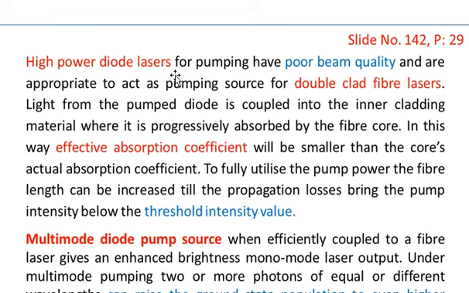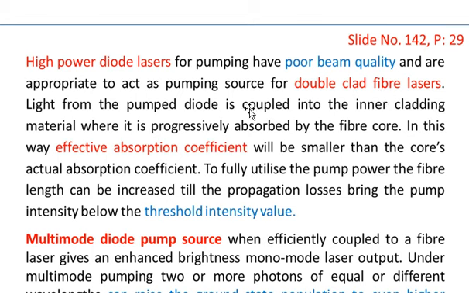High power diode lasers for pumping have poor beam quality. So this is a drawback of the high power diode lasers, that their beam quality is very poor, and they are appropriate to act as a pumping source for double clad fiber lasers. So if we want to use high power diode lasers where the beam quality is compromised, then we need to use double clad fiber lasers. A single clad fiber laser with high power diode outputs will not work.